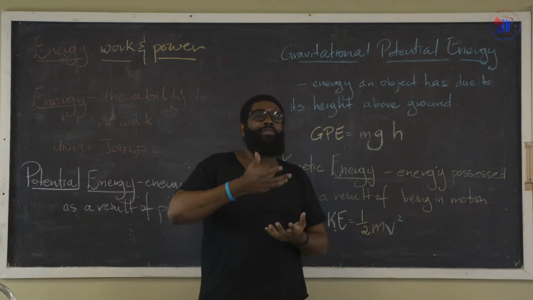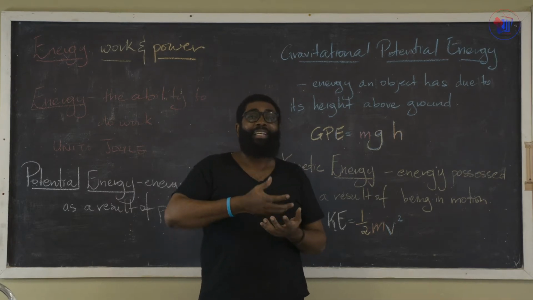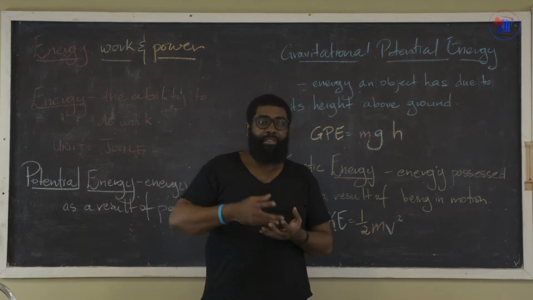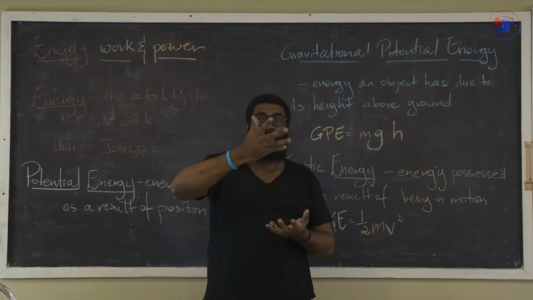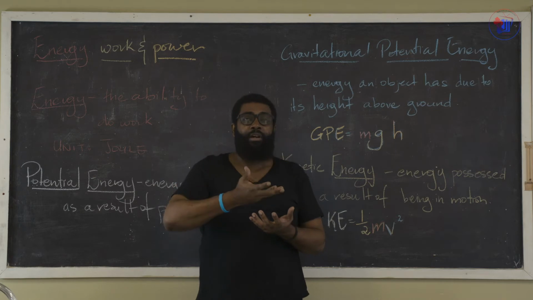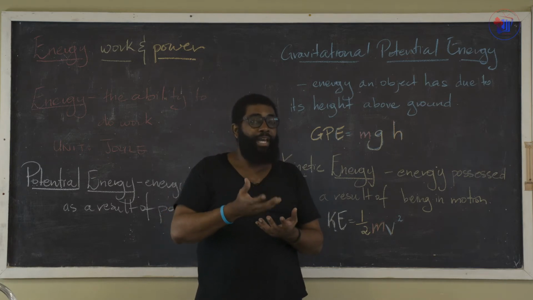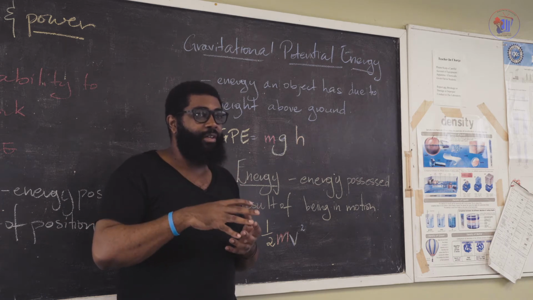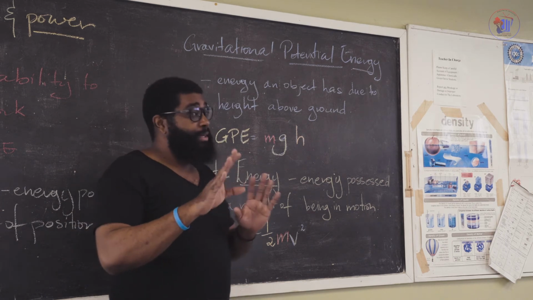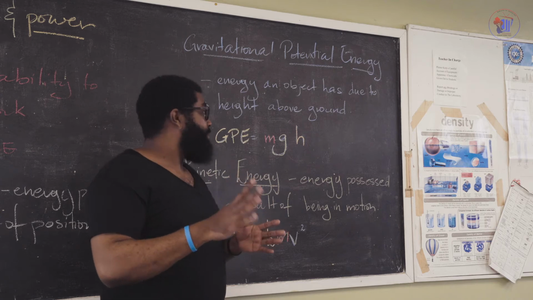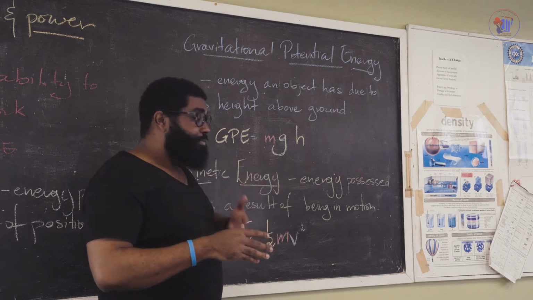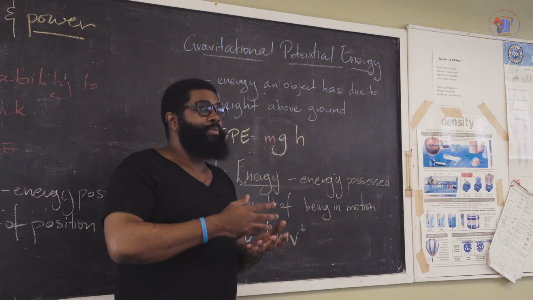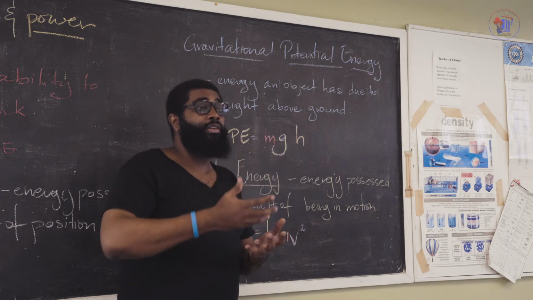Objects that are raised off the ground are raised against the pull of gravity. Gravity pulls down, you lift the object up. In raising the object up, the object does gain energy. Why or how do we know this? Because when you let the object go, it falls. Yes, that might sound a bit too simple, but that is the truth. So GPE is the energy an object possesses as you raise it off the ground.